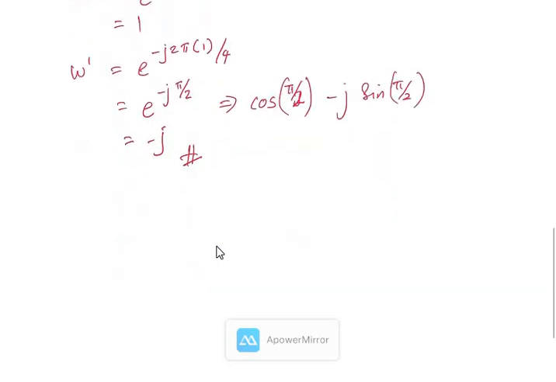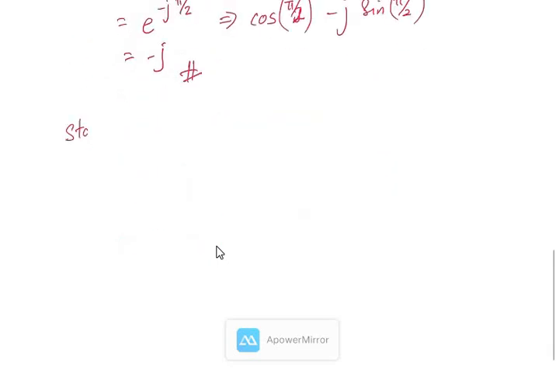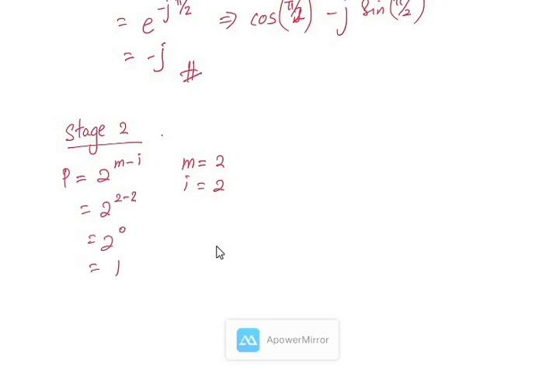Next we talk about stage 2. Let's calculate for stage 2. So for stage 2 again, we have P equal to 2 power of M minus I, where M is the total stages, which is 2, and the current stage is stage 2, also 2. So 2 power of 2 minus 2, you get 2 power of 0, which is equal to 1.